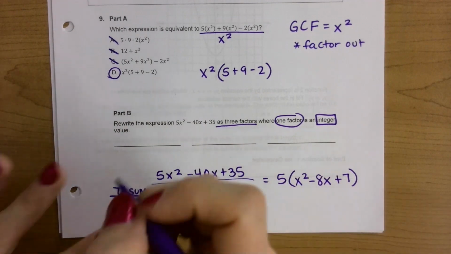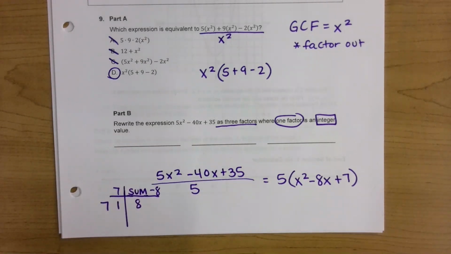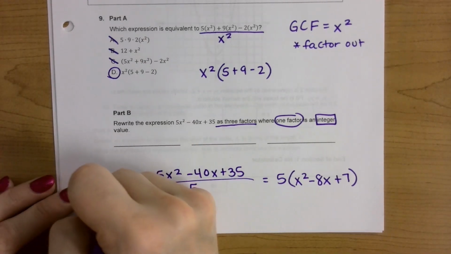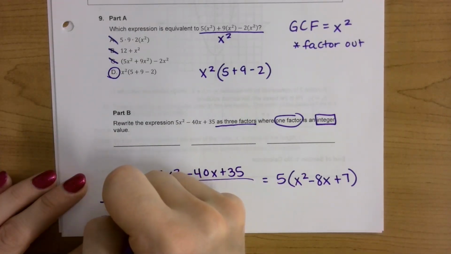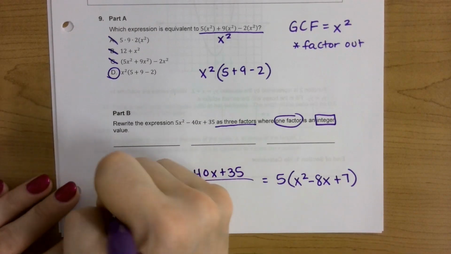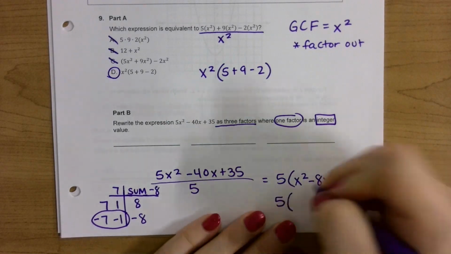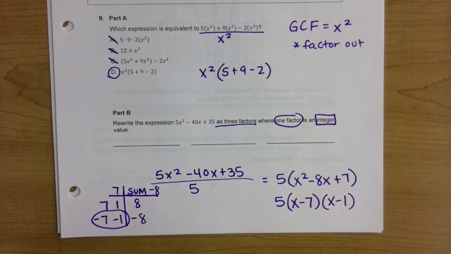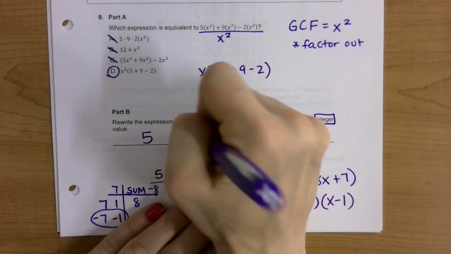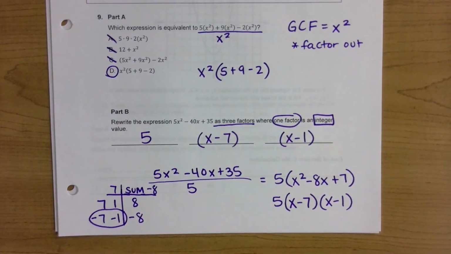All right, so right away, I know 7 and 1 are factors of 7, but if I add those together, that's 8. I need -8, so I know that if I have -7 times -1, that equals 7, and -7 plus -1 equals -8. So those would be my factors. I still need to keep the 5 on the outside of the parentheses, and then I would do x minus 7 times x minus 1. That is my answer. So 5 would be our integer factor, and then our 2 binomial factors, x minus 7 times x minus 1.